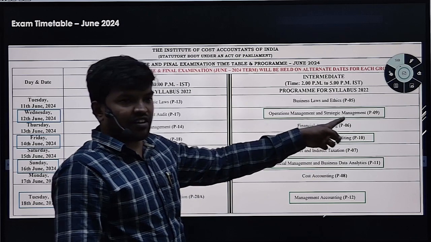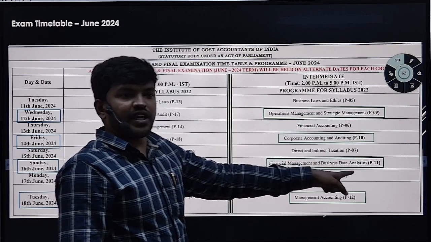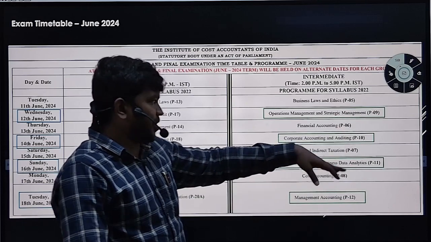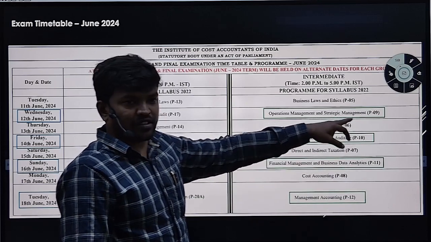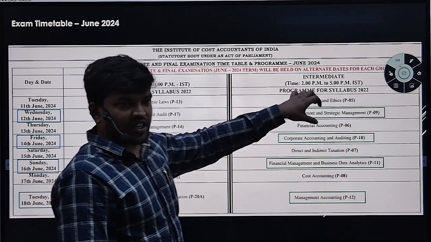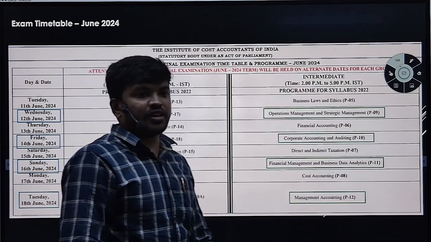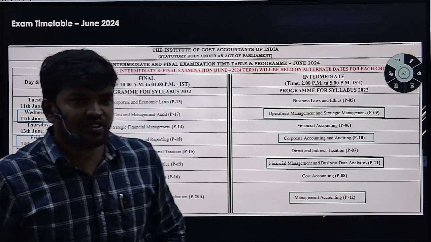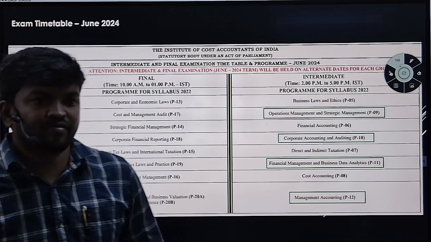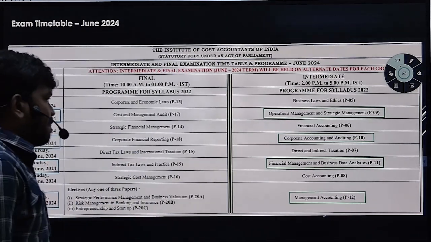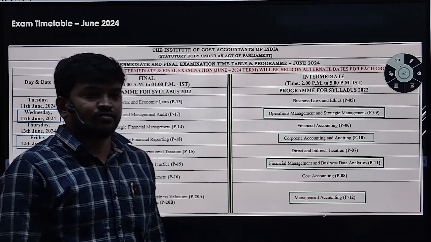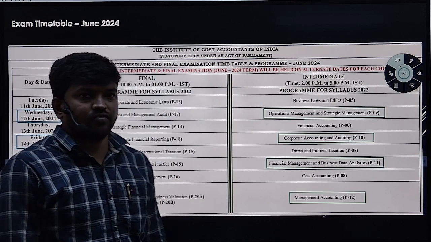SM part we will cover later. DA, the data analytics part, we will cover at last, after completing, because this is for 40 marks, this is for 20 marks. First we will cover the majority of the portion, then management accounting, SS Das sir will take the class. I've shared the schedule in the group. Any doubts till now? No?